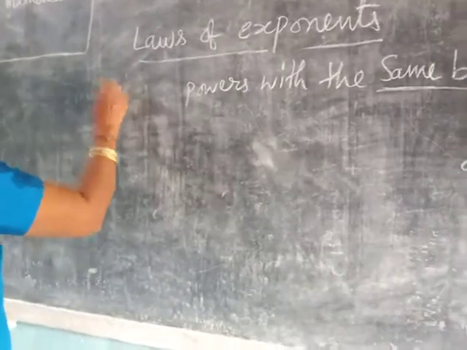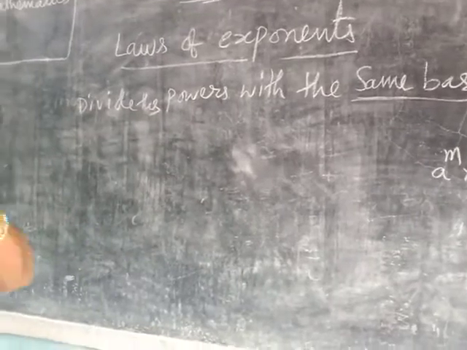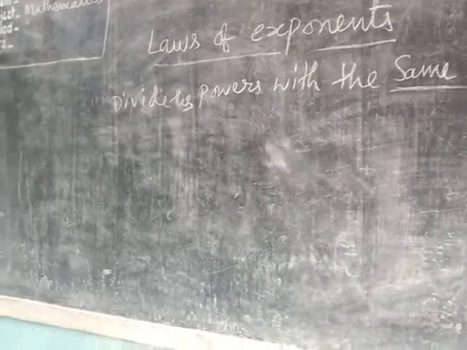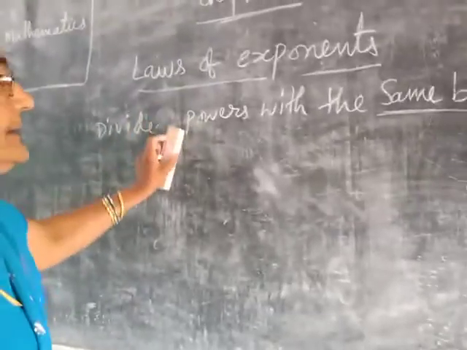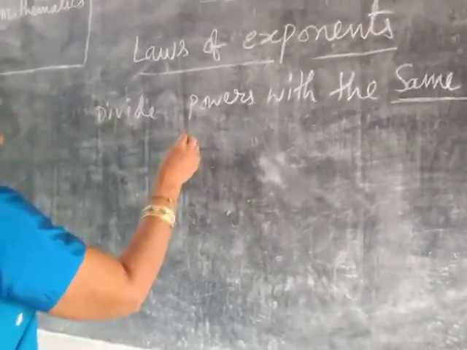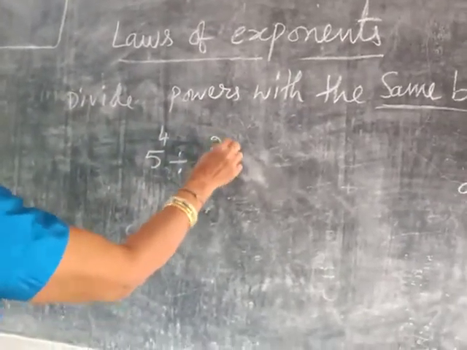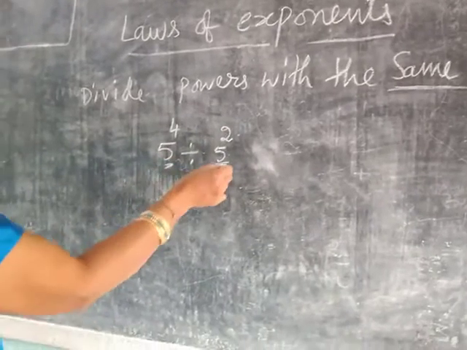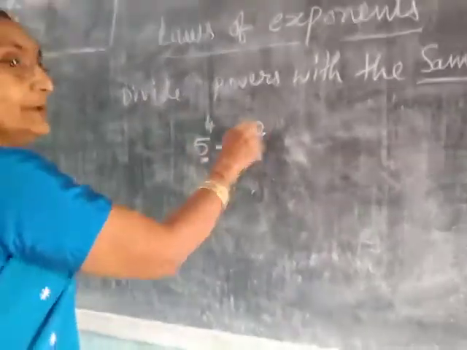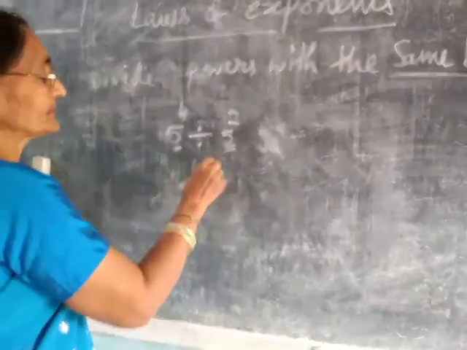Divide the powers with the same base. Suppose the same base is given and between the bases division is given, then what will happen? Divide the powers with the same base. Suppose 5 to the power 4 divided by 5 to the power 2. Here the base is 5, the same base is there, and division is there, then the powers should be subtracted. Then you write the base, then you write the powers.